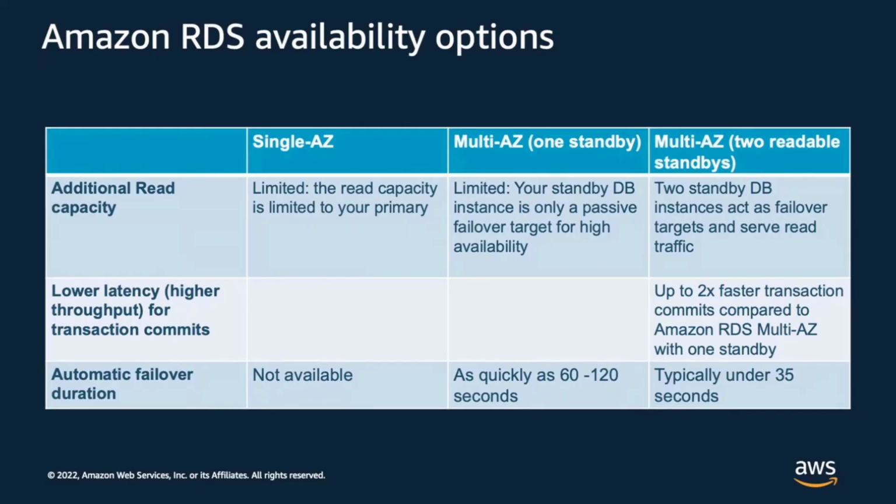For multi-AZ with one standby, Amazon RDS can fail over your database as quickly as 60 to 120 seconds, and failover time is independent of write throughput. For Amazon RDS multi-AZ with two standbys, failover typically takes less than 35 seconds, and failover time depends on the length of the replication lag that we already discussed in our demo.